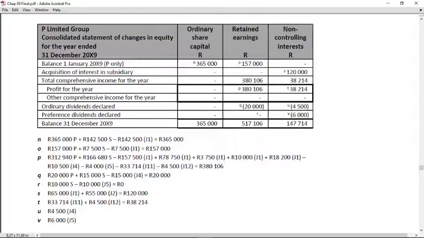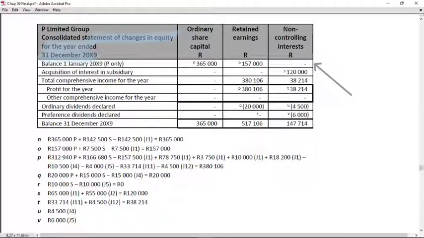Let's also look at the consolidated statement of changes in equity. And please note, this is for the year ended 31 December 20X9, which is the year of acquisition. Just a few things I want to point out. Your non-controlling interests cannot have an opening balance. The business combination happened during the current reporting period. So your non-controlling interests only originated for the first time during this year.